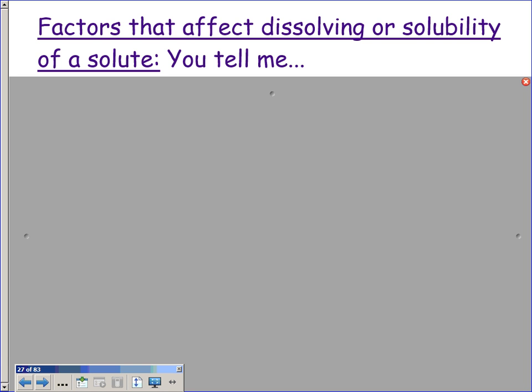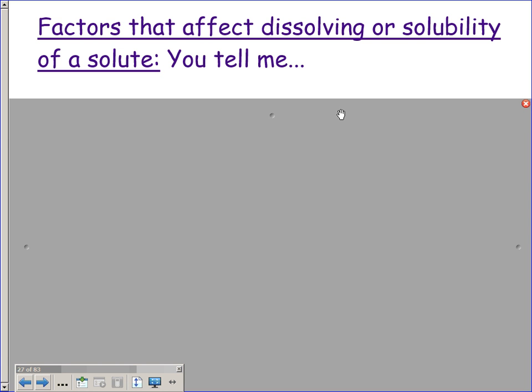Agitate, right? So you kind of stir things up. Well, agitation in a lab situation is where you use the glass stirring rod, and you mix things up. What's something else that you could do to make something dissolve faster? Go ahead. Add heat, so heat it up.